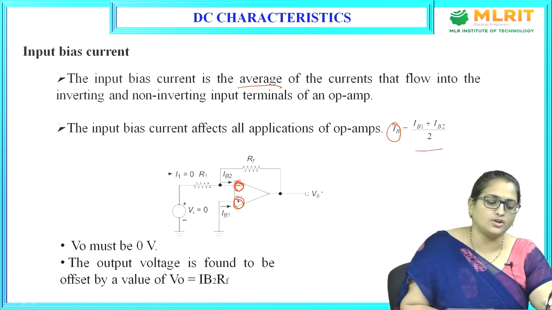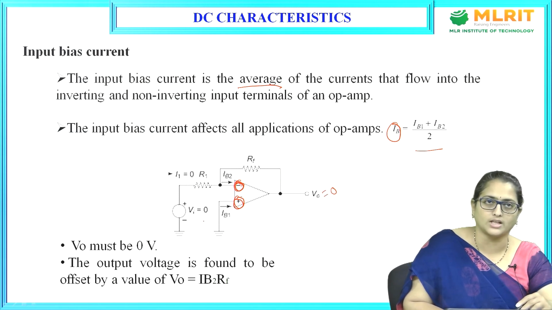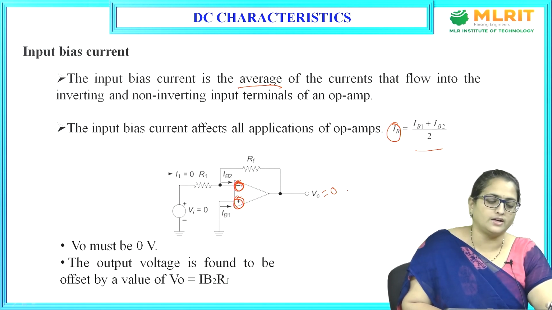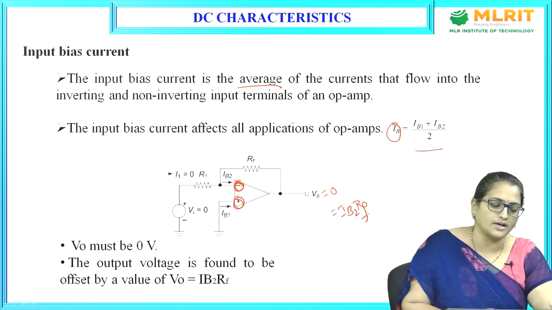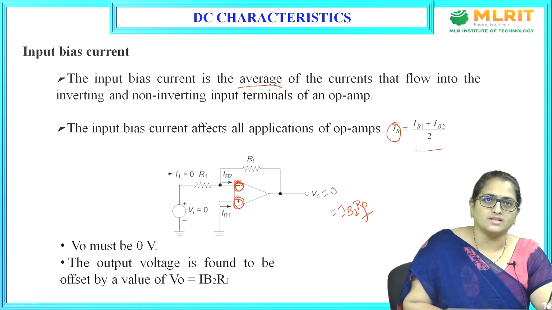But actually your output voltage should be equal to 0, because the input voltage which we are giving to the non-inverting terminal is 0, the input to the inverting terminal is 0, and we are not giving any other input. So, your output should be 0. But because of the offset, your output voltage is given as IB2 into RF. To nullify this output, what do you need to do?